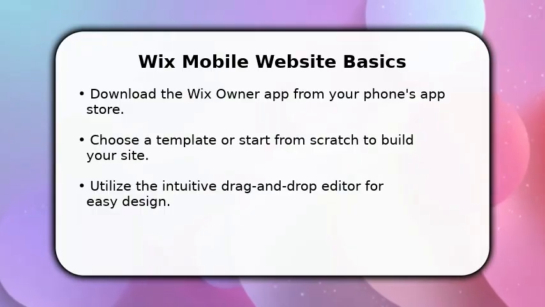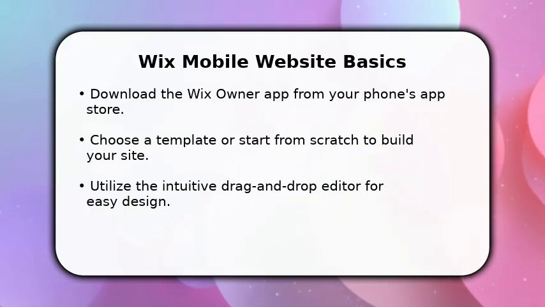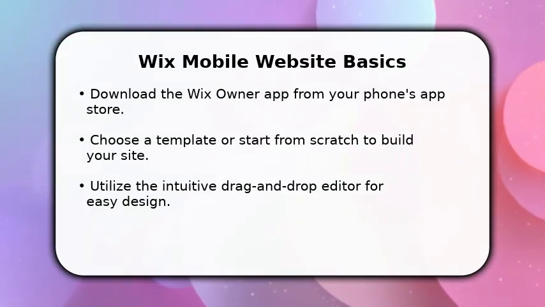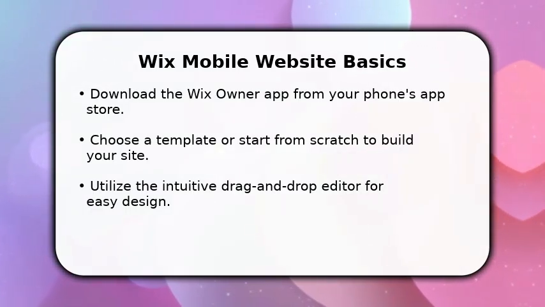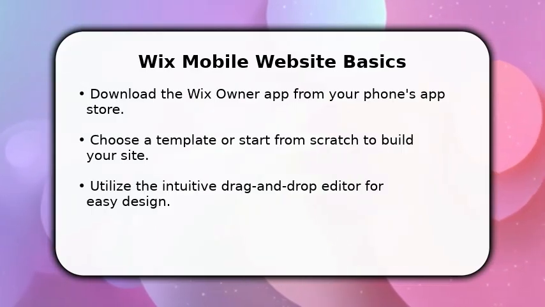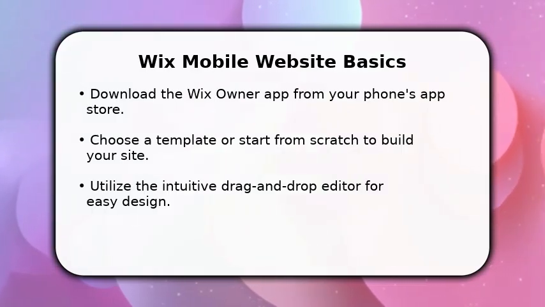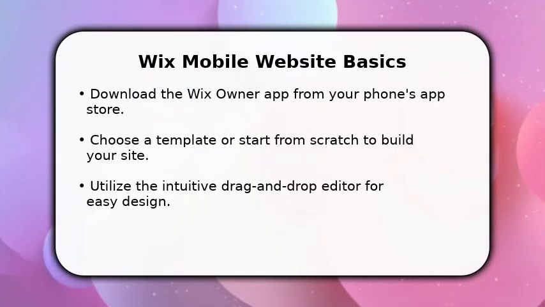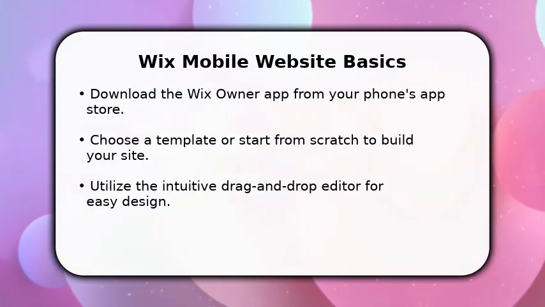In this video, I will explain how to make a website in Wix using a cell phone. First, download the Wix Owner app from your phone's app store. Once installed, open it and either choose a pre-designed template or begin with a blank canvas.